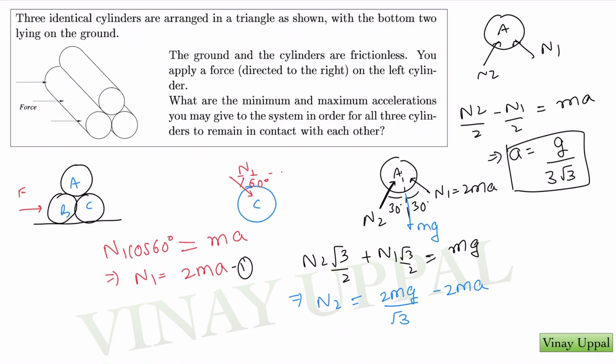Now let's look at the maximum acceleration that can be provided. So let's do that on the next page. If you want, you can pause the video and try out the maximum acceleration, following a similar process here, but now you have to figure out where the contact can be lost when the acceleration is at its maximum. So just try it out and then you can take a look at my solution.